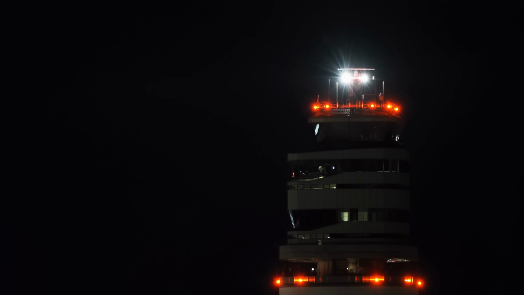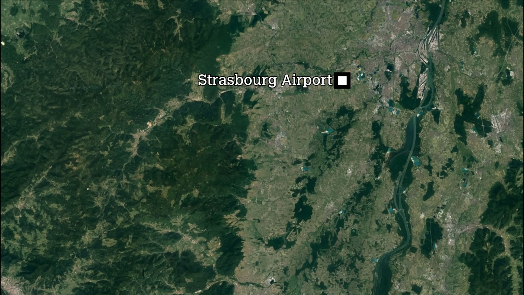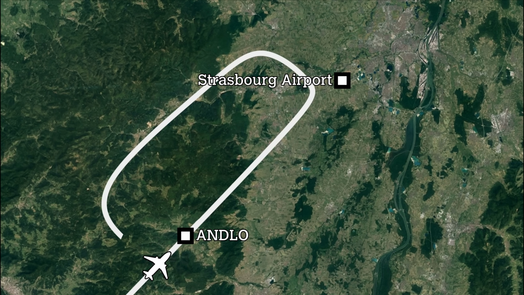Approach Control does try to compromise with the captain, and offers radar guidance to perform a pattern to the southwest of the airport. They clear Flight 148 to Andelot at 5,000 feet, but to get there, the A320 will perform two 180 turns, which would bring the plane over the range of mountains southwest of the airport.